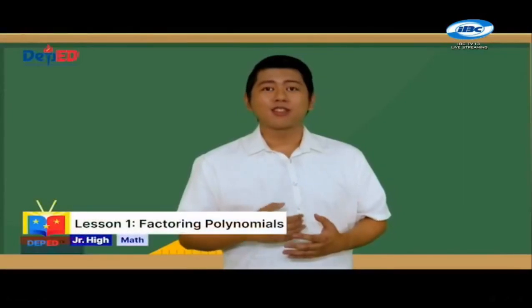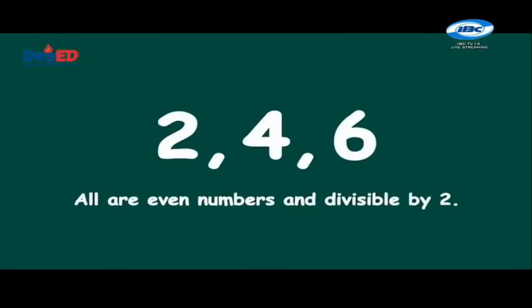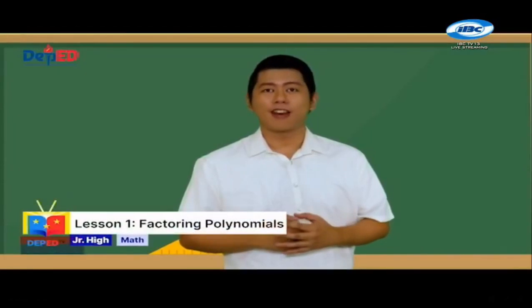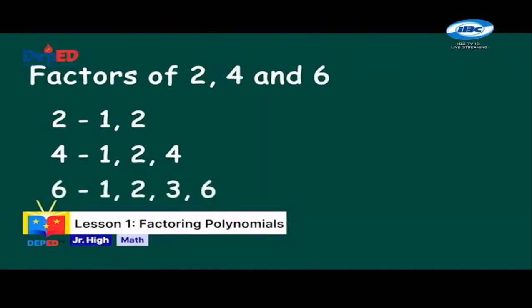What if I ask you to think what is common with 2, 4, and 6? They are all even numbers or divisible by 2. If we look at their factors, 2 has 1 and 2. 4 has 1, 2, and 4. 6 has 1, 2, 3, and 6. Observe that aside from 1, all of them have a factor of 2.